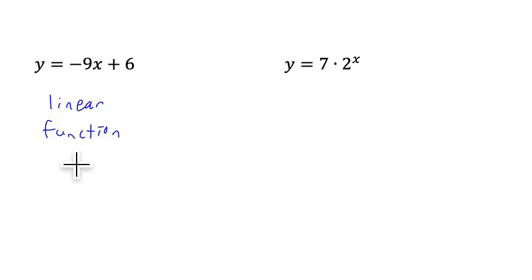It makes a line, it has a constant rate of change, and the y's keep decreasing in this case by the same amount each time. Now here we have an equation where x is in the exponents. And equations where we have x in the exponents, those are exponential functions.